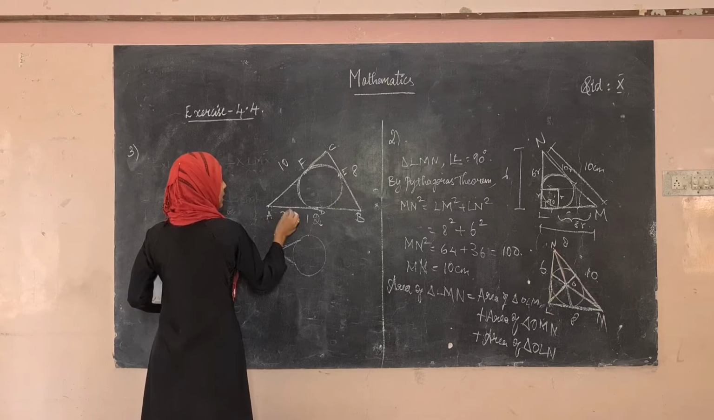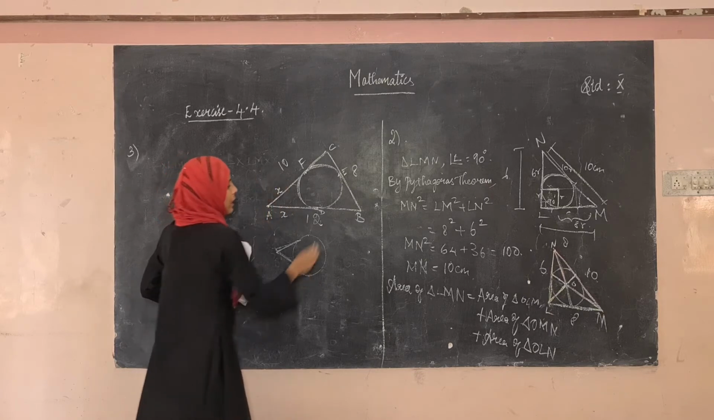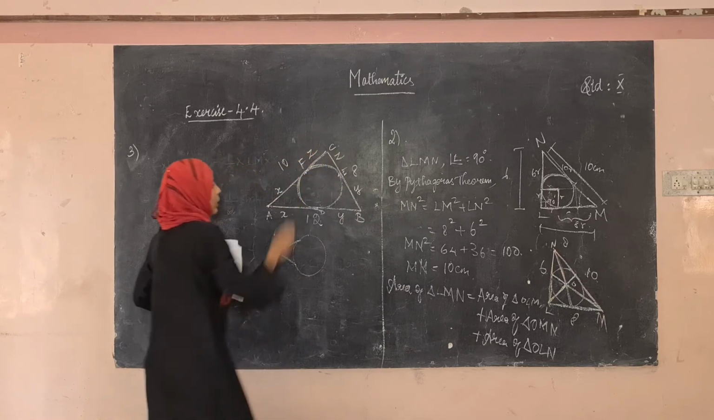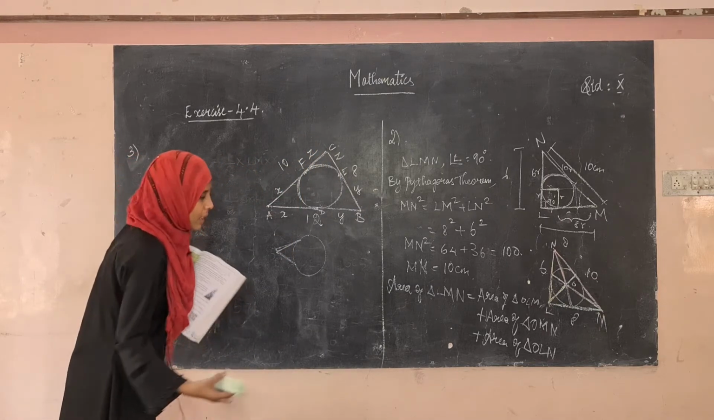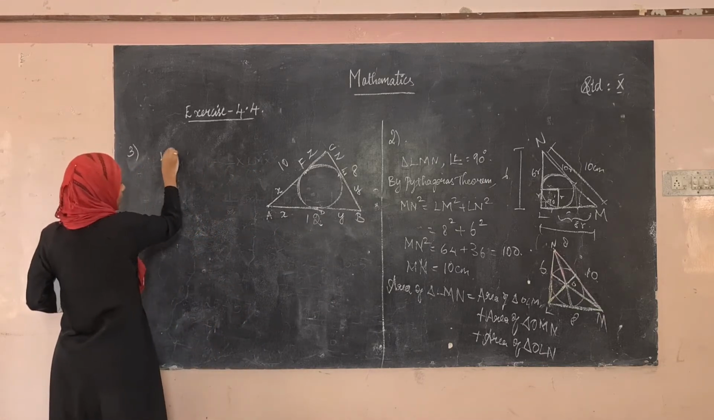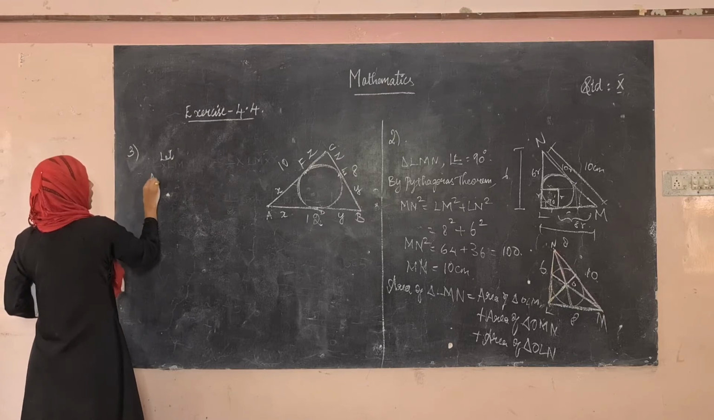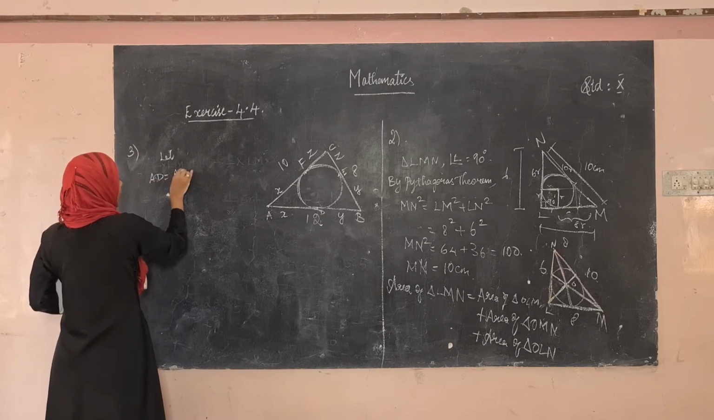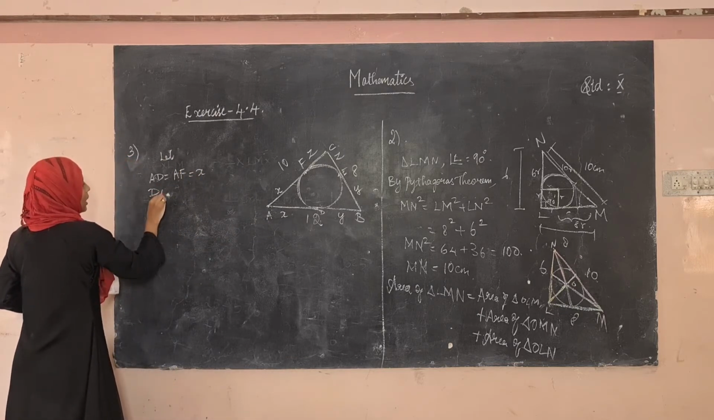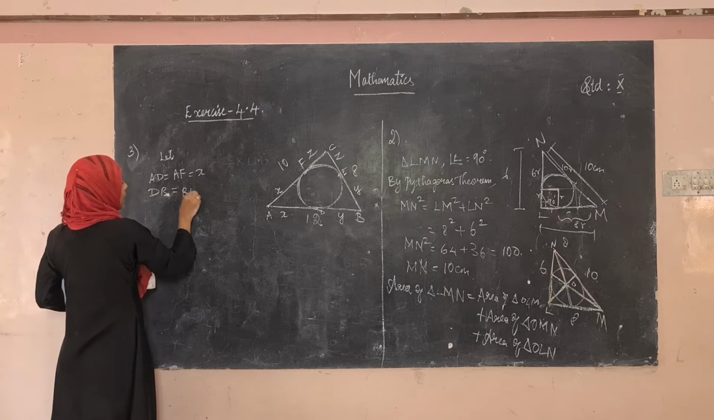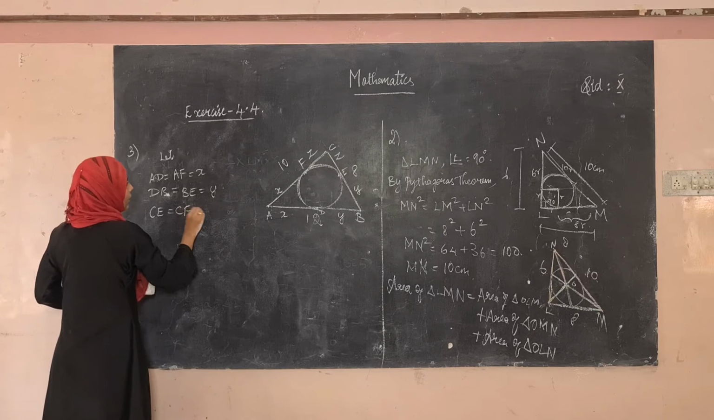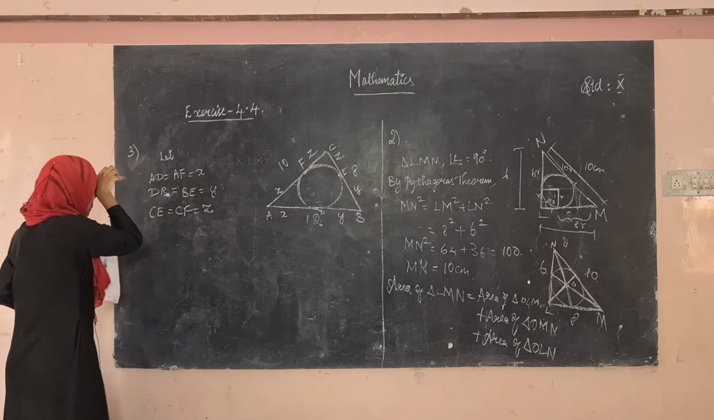Therefore, if this is x, this will be also equal to x. If this is y, this will be also equal to y. And if this is z, this is also equal to z. Now let us write that in terms. That is, let AD is equal to AF is equal to x, and then DB equal to BE is equal to y, and then CE equal to CF is equal to z.